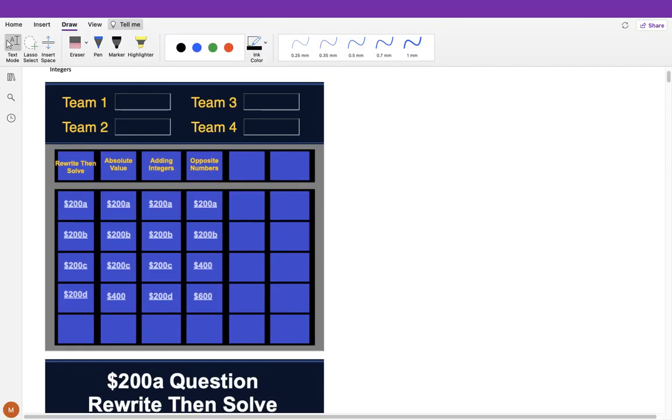All right, so I'm just going to go through a couple questions. You guys asked me to go over some of these different topics, so I'm just going to go through a couple with you, and we'll just go from there. I'm not going to go over all of them because a lot of these are very similar. So I'm going to go through a couple of rewrite, maybe one, maybe two. You guys asked for absolute value, adding integers. No one asked for opposite numbers, but I'll go through one of them as well.